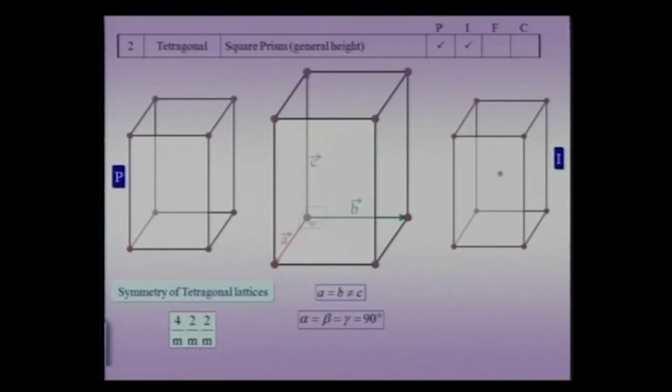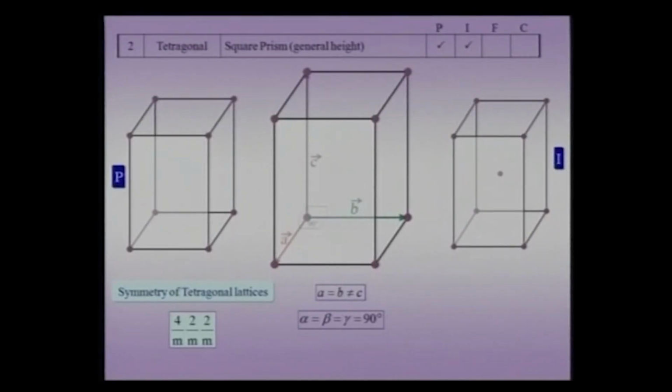Now, corresponding to this mirror, you can have a twofold axis which goes in what you might call the y direction, which is along the b direction. So the b direction is a direction of twofold, the a direction is a direction of twofold, and only the c direction has fourfold symmetry in the case of the lattice or the unit cell which has been shown here.